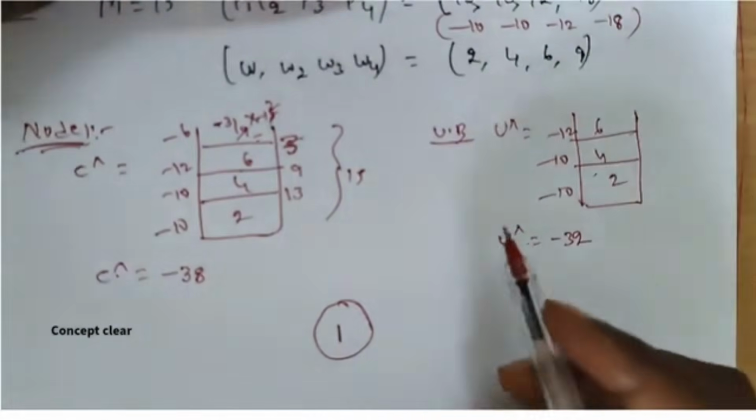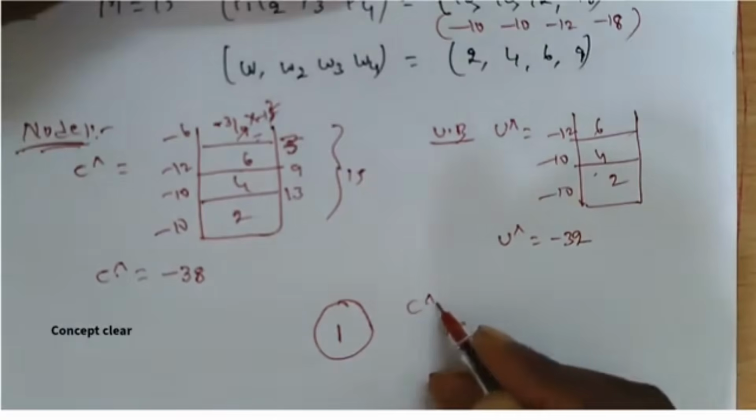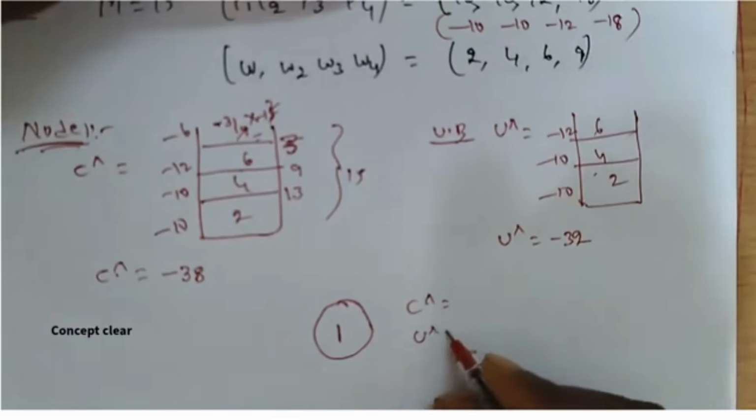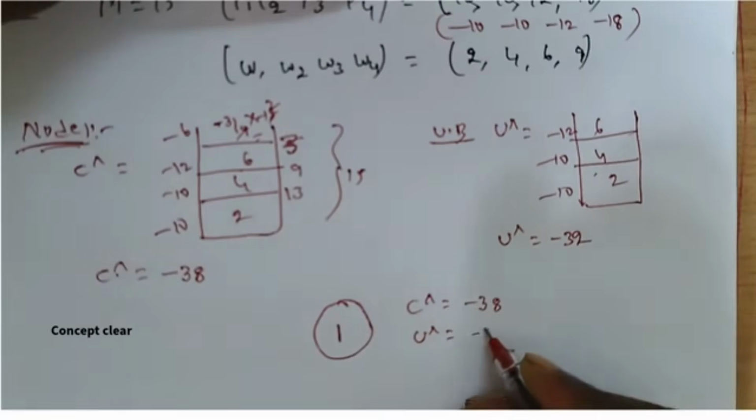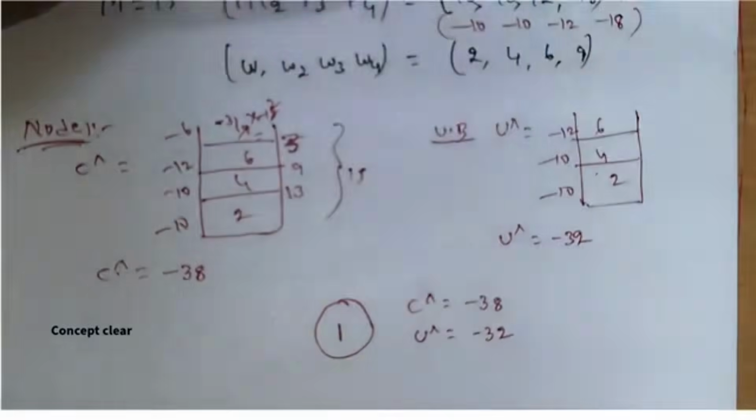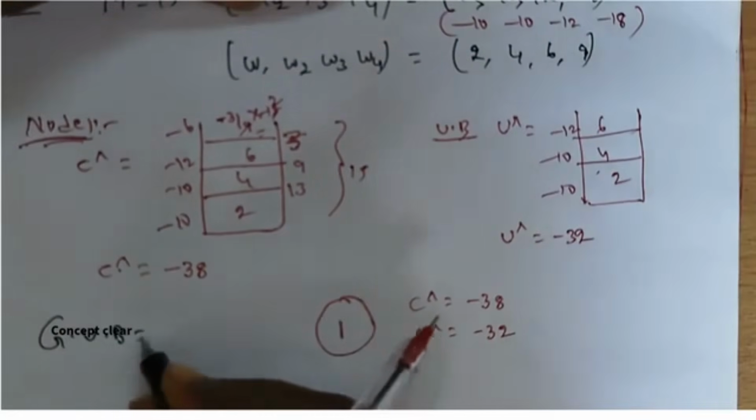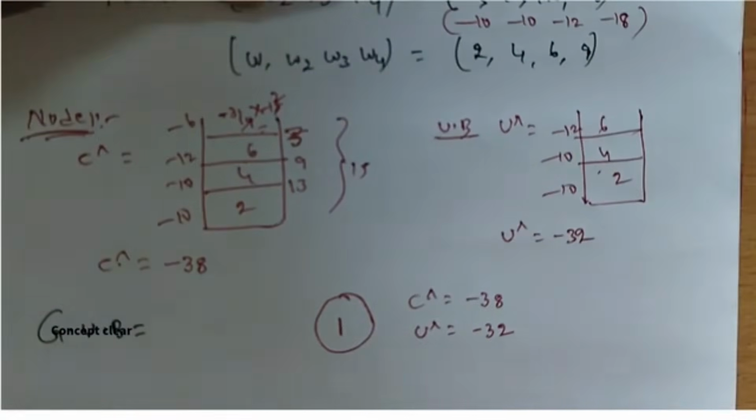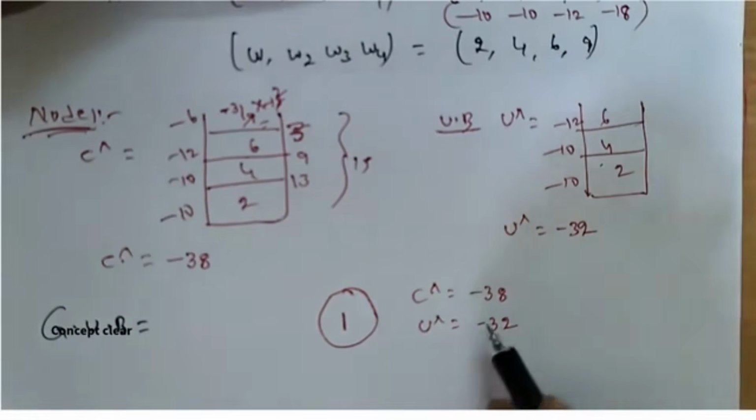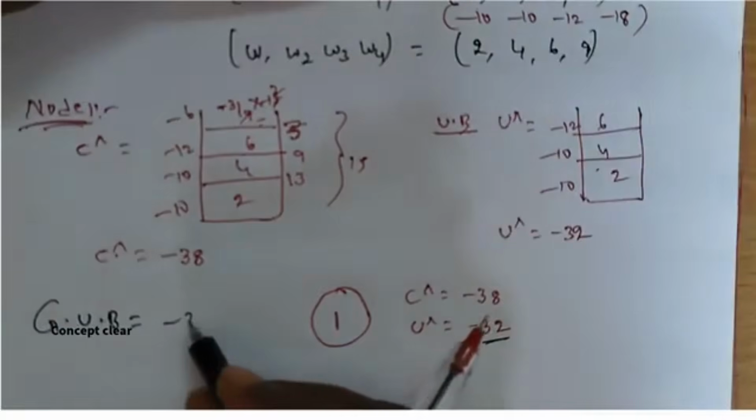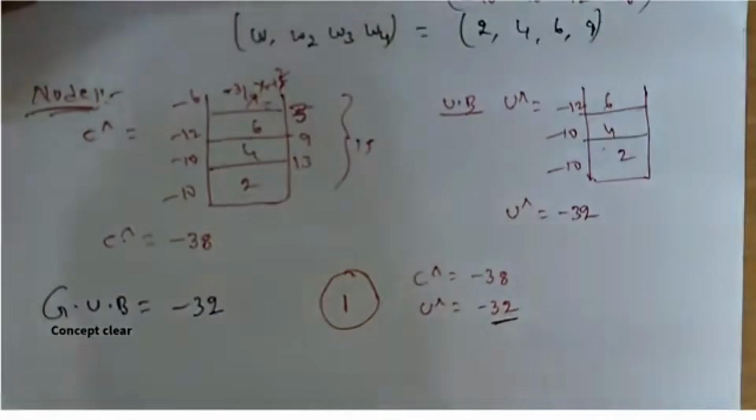Now we consider the root node. The starting node is the root node, so 1 is the starting node. What is the C cap value here? Minus 38. What is the U cap value? Minus 32. Here, global upper bound value equals the root node upper bound value. The root node upper bound value is minus 32. That is the first condition.